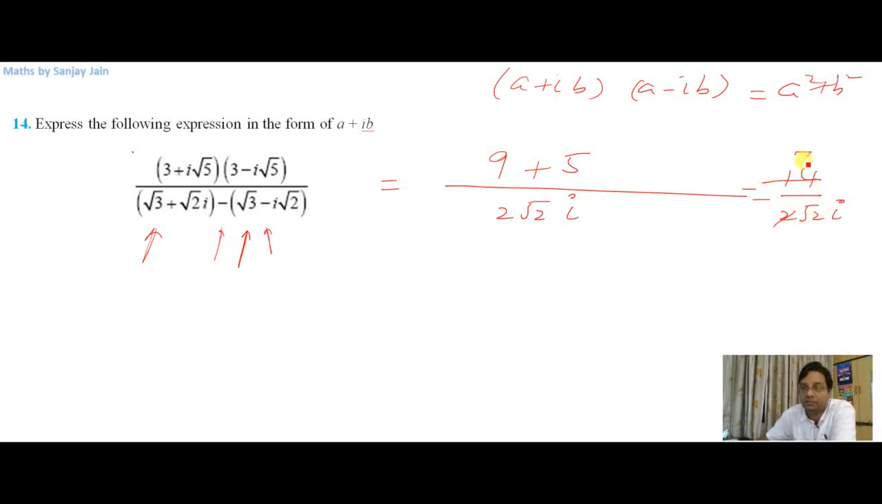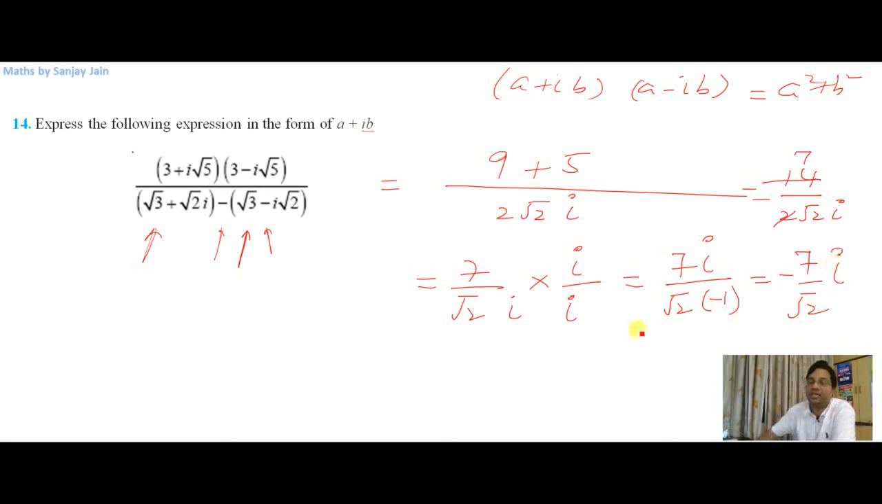Now if you see, this is 7, and if I multiply and divide it with iota, I'll have 7 iota in the numerator, and in the denominator I'll have root 2 into minus 1. So minus 7 by root 2 iota is what I'll have. And to write it in a plus iota b form, let me write it as 0 minus 7 by root 2 iota, where this is your a and this is b. What is b? B is minus 7 by root 2.